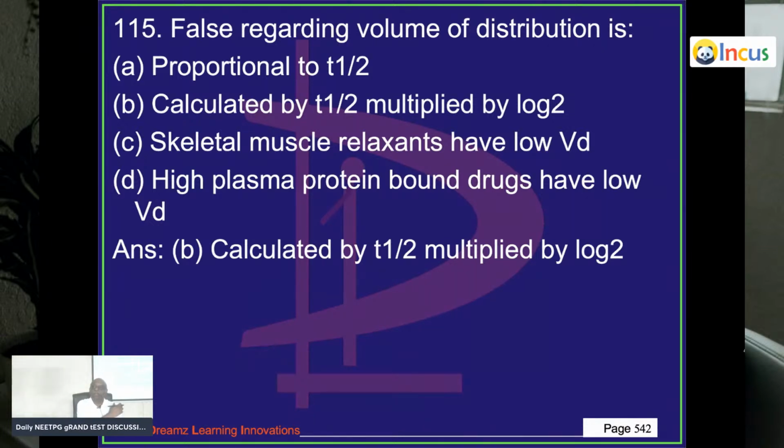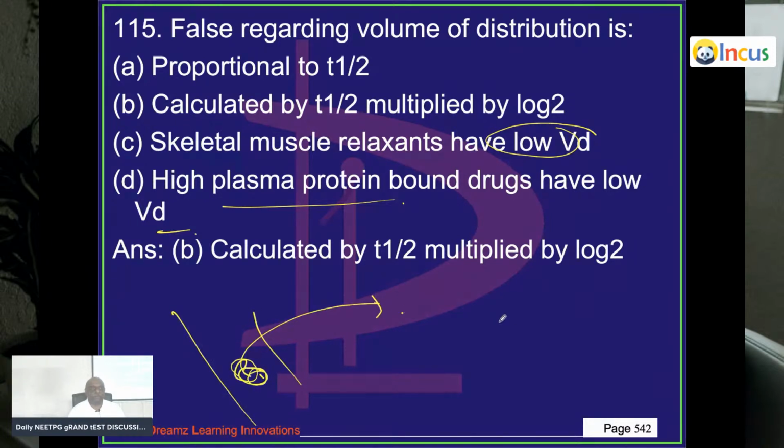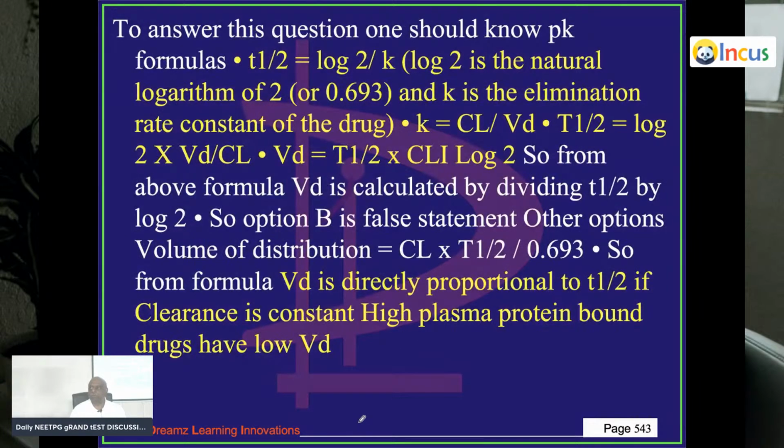Skeletal muscle relaxants have a low VD. High plasma protein drugs have low VD. Obviously, if it is highly plasma protein bound, it won't go into tissues. If it doesn't go into tissue, VD will be low. Then T half is equal to logarithm of 2 by K, 0.693 by K. K is the elimination rate constant. K is equal to clearance by VD. So T half is equal to logarithm of 2 into VD by CL.